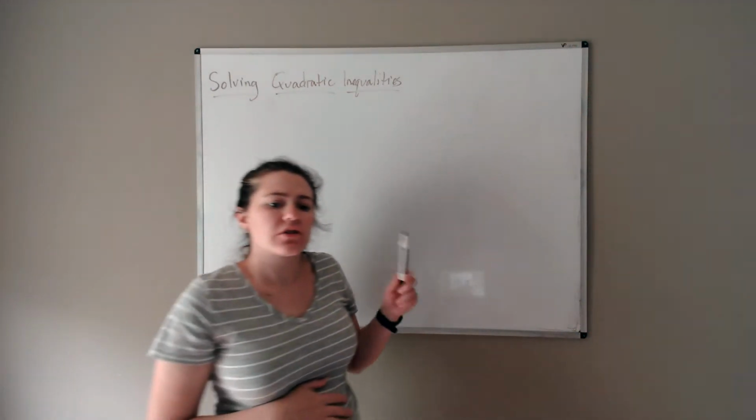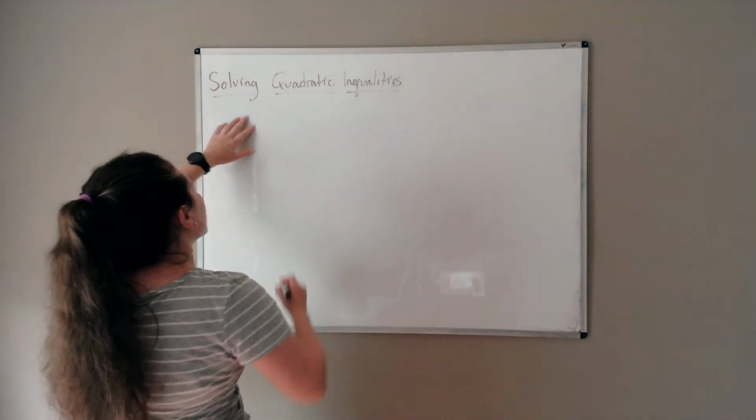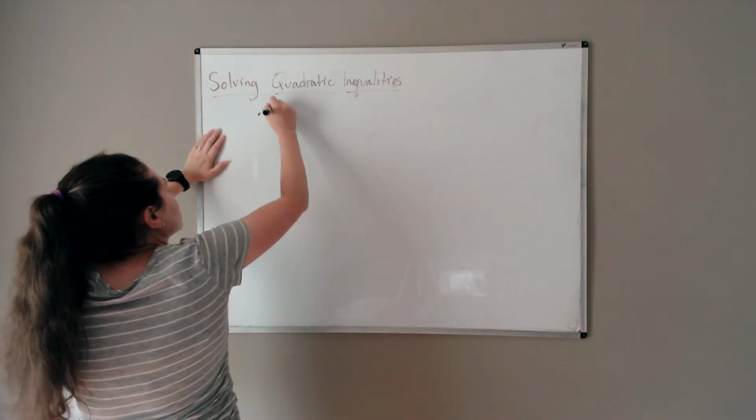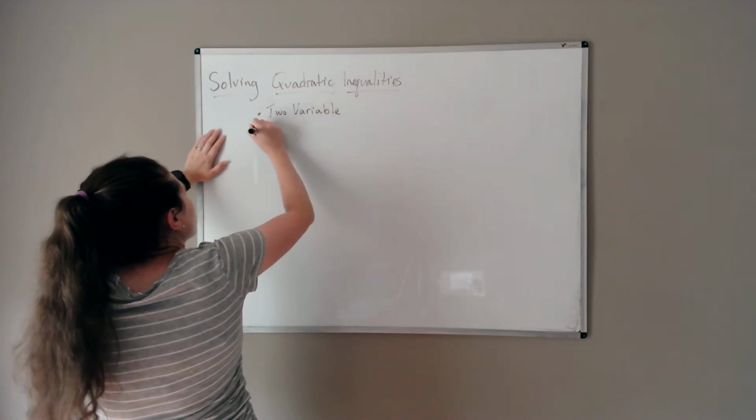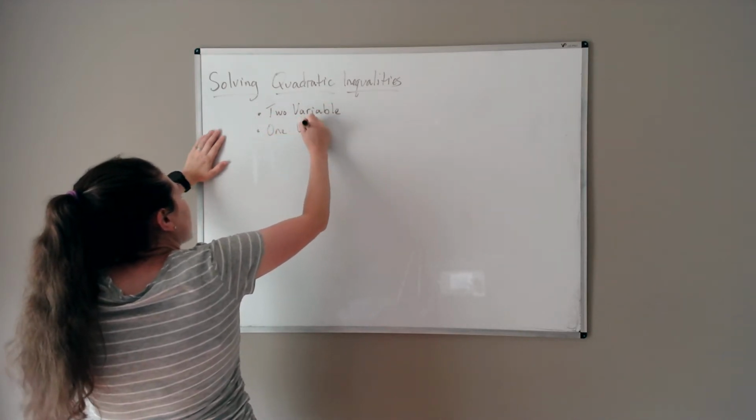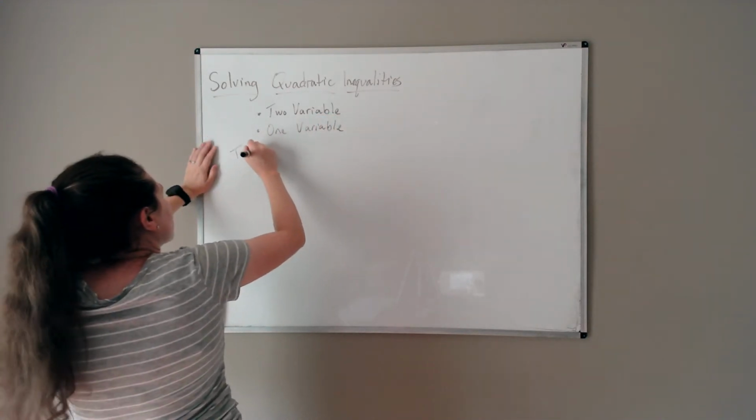In this video, we're going to discuss solving quadratic inequalities. Now, there are two types of quadratic inequalities. There are two variable quadratic inequalities and one variable quadratic inequalities. So the first thing we're going to go over is the two variable quadratic inequality.